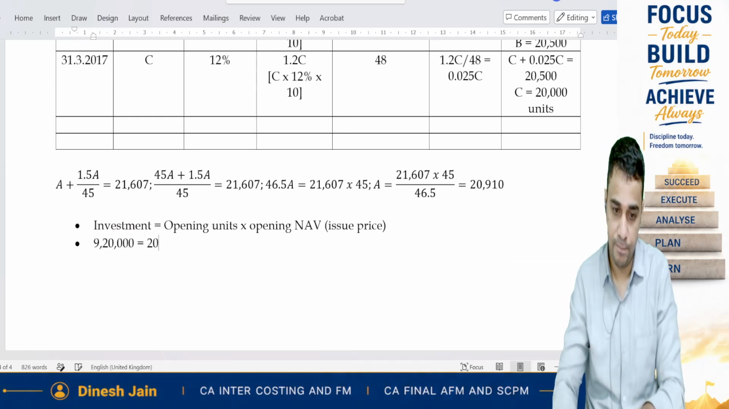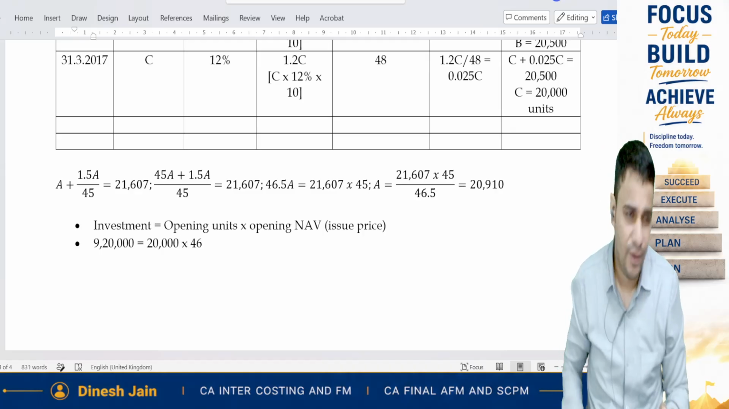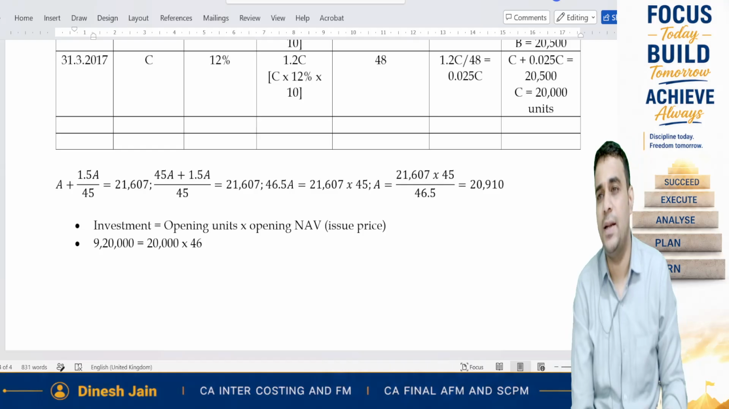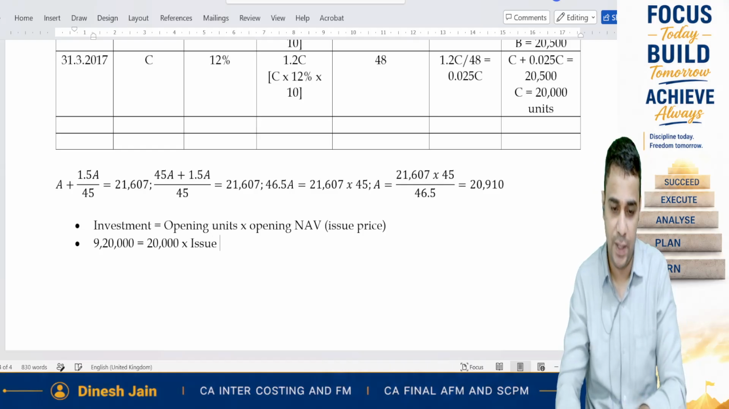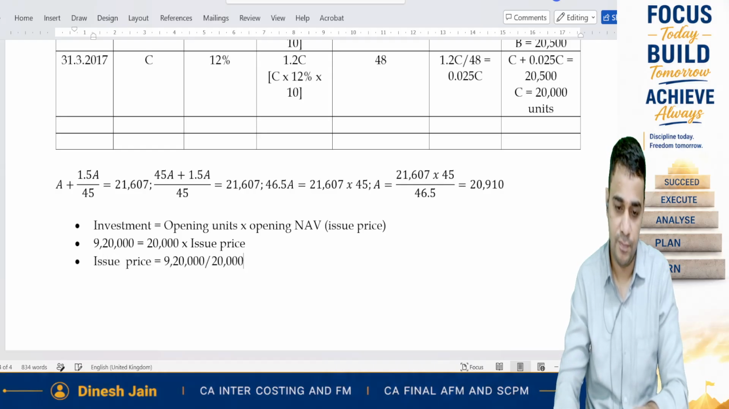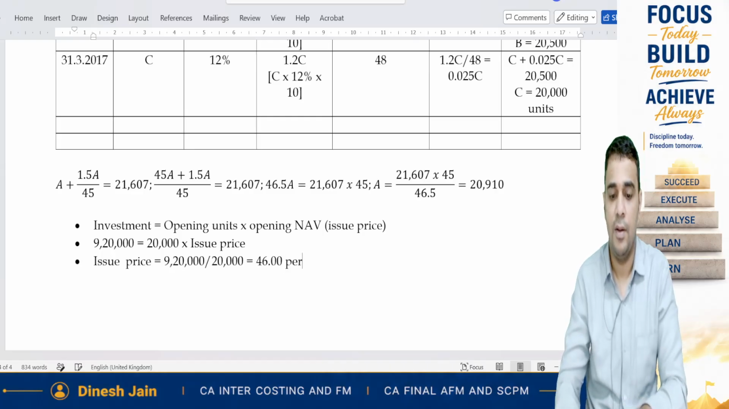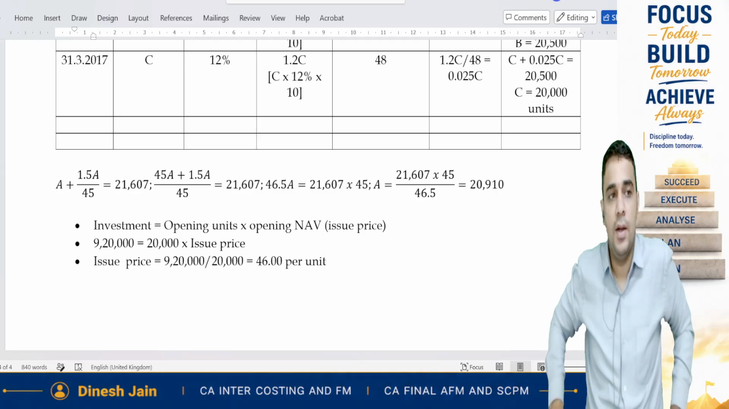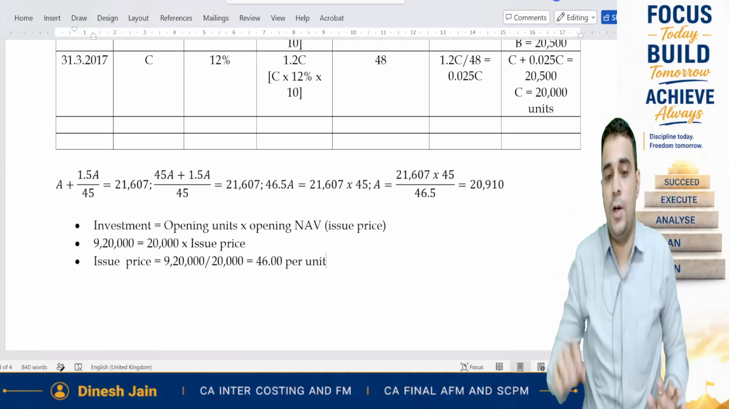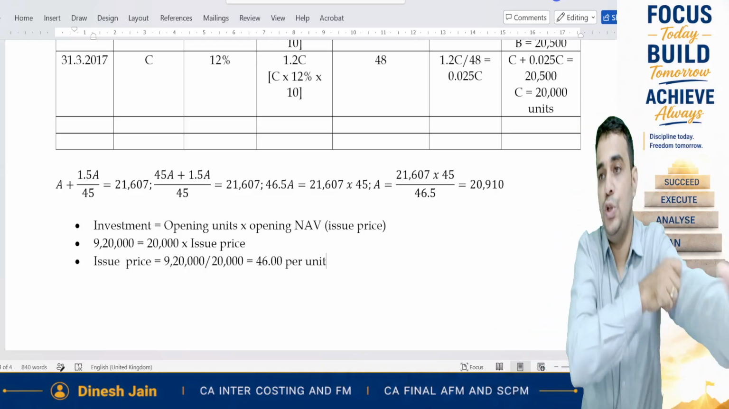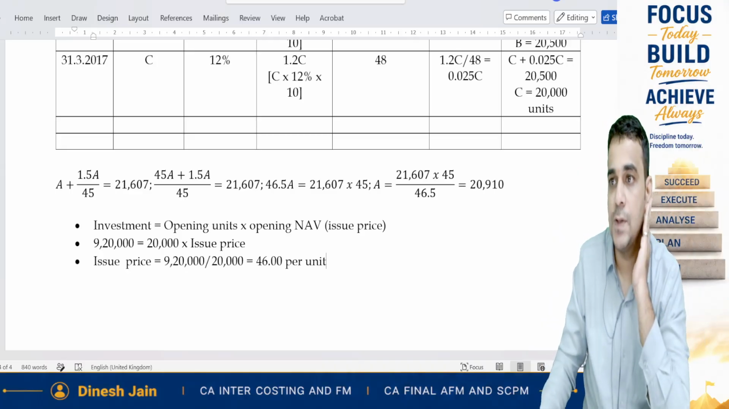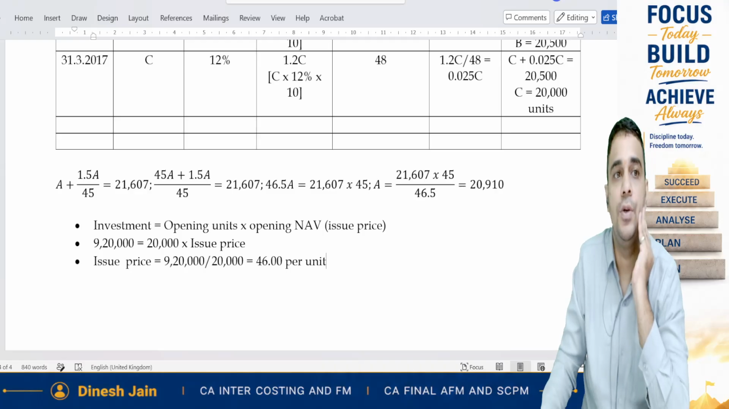9,20,000. 20,000 into 46. Mathematically, it will match our 20,000 into issue price. Issue price is 9,20,000 by 20,000, which is 46 per unit. The issue price is 46 per unit.